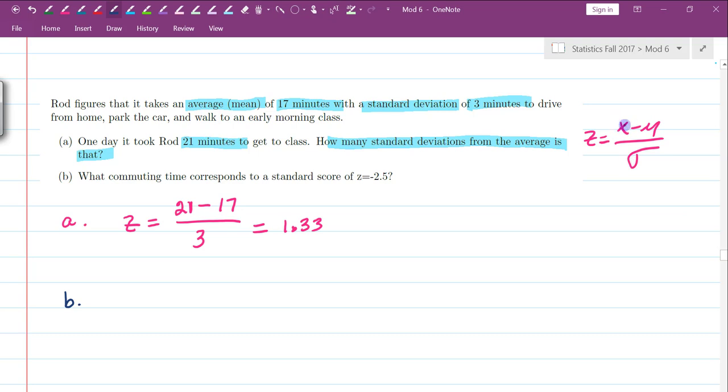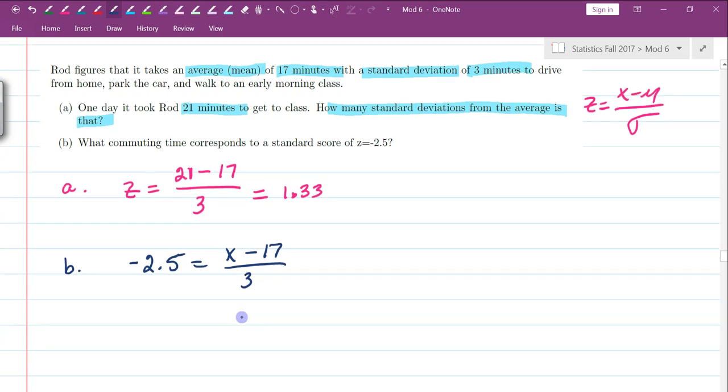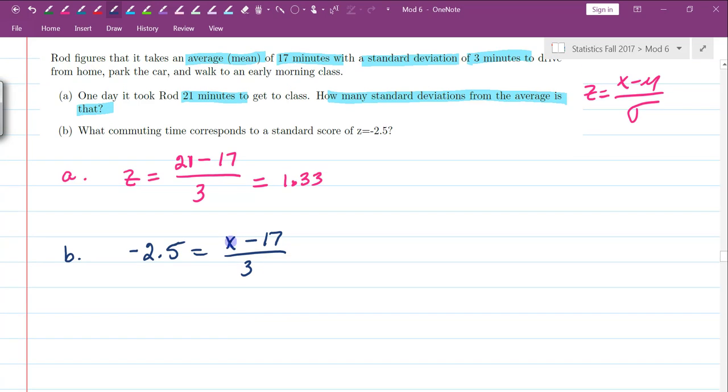So let's plug in what we know. We were given that z is equal to negative 2.5. So negative 2.5 is equal to x minus our mean, which is 17, divided by our standard deviation, which is 3. This is a simple algebra problem. Just solve it like you would any other algebra problem. You're solving for x. We even have it set up for x, okay? So in order to do that, we're going to multiply both sides through by 3. So I end up with 3 times negative 2.5 is equal to x minus 17. I can add 17 to both sides.